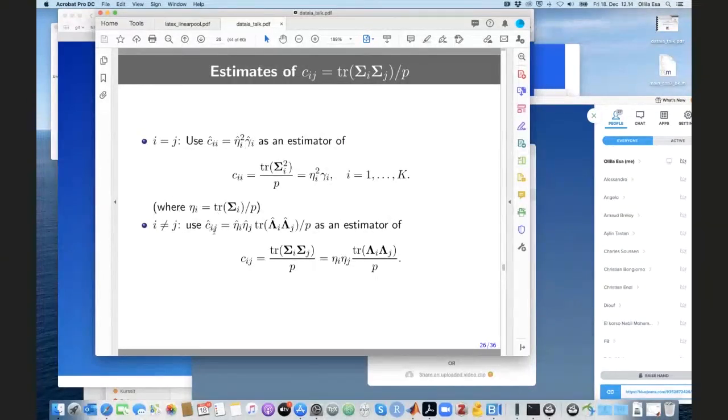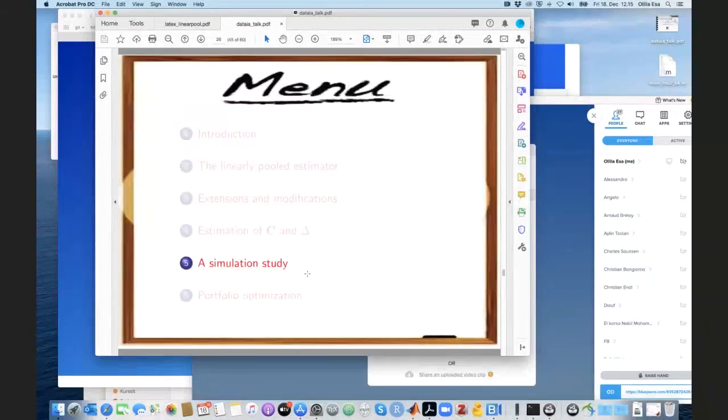And then for the off-diagonal terms, we also want to use the fact that now we have a very good estimator of sphericity or the shape matrix. Then why don't we just use that again to estimate these off-diagonal terms? So these will be our estimates of the diagonal terms. Now we have built estimates of delta and c, so we have a method that we can actually use in practice to compute the linearly pooled sample covariance matrices.